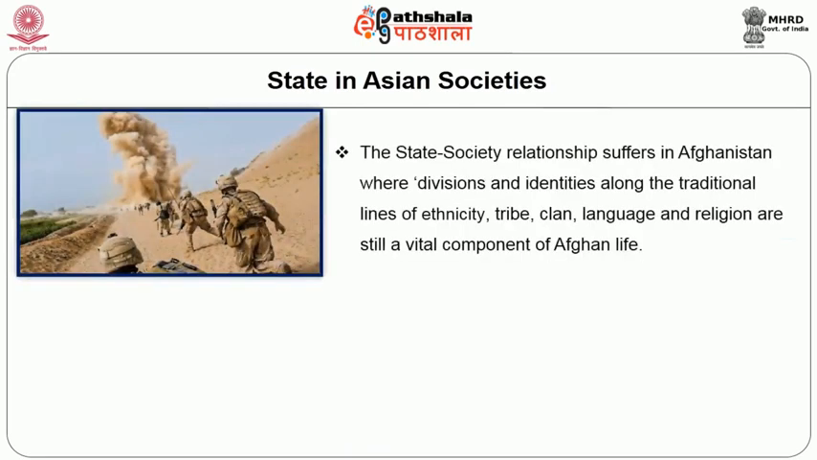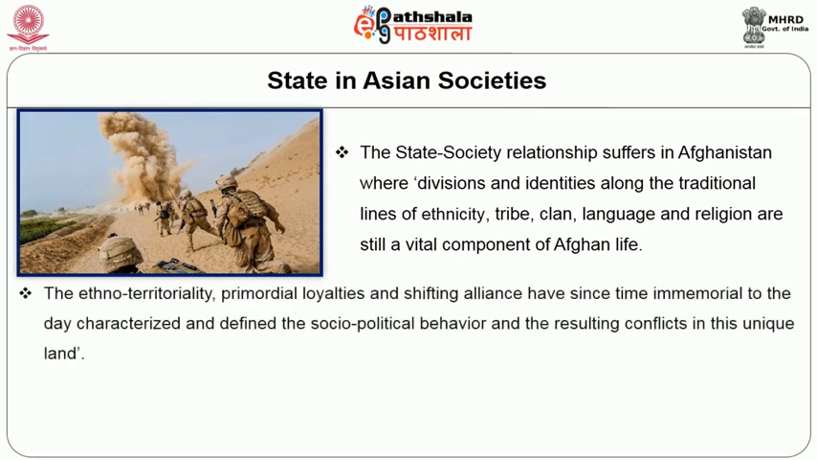The state-society relationship suffers in Afghanistan, where divisions and identities along the traditional lines of ethnicity, tribe, clan, language and religion are still a vital component of Afghans' life. The ethno-territorial, primordial loyalties and shifting alliances have since time immemorial characterized and defined the socio-political behavior and the resulting conflict in this unique land.